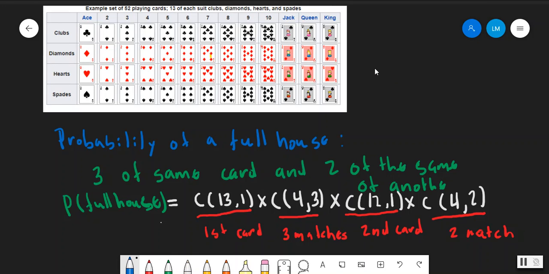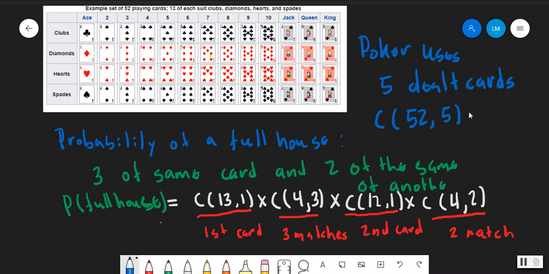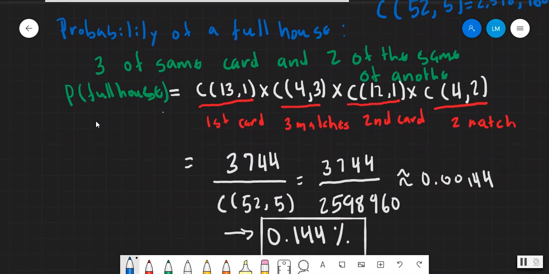Now, one thing that you have to note as you're working out these problems is that the hands that we were doing were poker. So you just have to make note that poker uses five dealt cards. So you have to remember that with poker, 52 choose 5 is equal to 2,598,960.